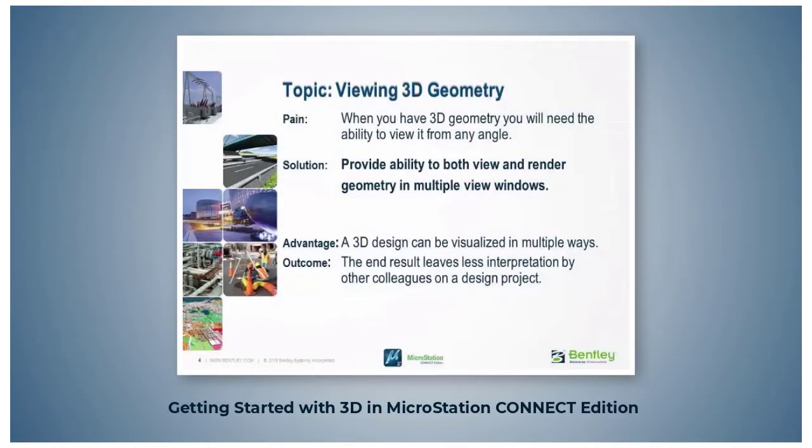Viewing 3D geometry. When working with 3D geometry, it is necessary to be able to rotate the geometry at any time, and also render geometry to prevent any optical illusions. This is accomplished using the Rotate View tool and Display Rendering tools. This ability removes less interpretation by colleagues and permits the designer to communicate his exact design intent.